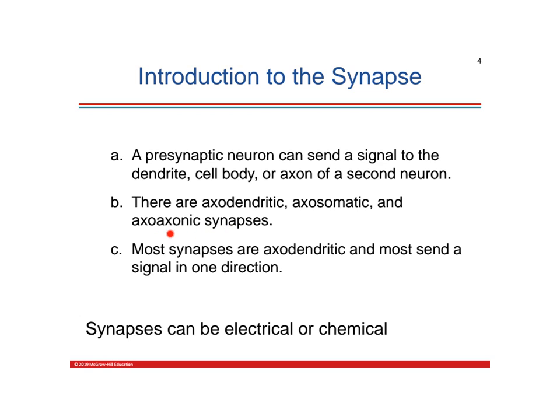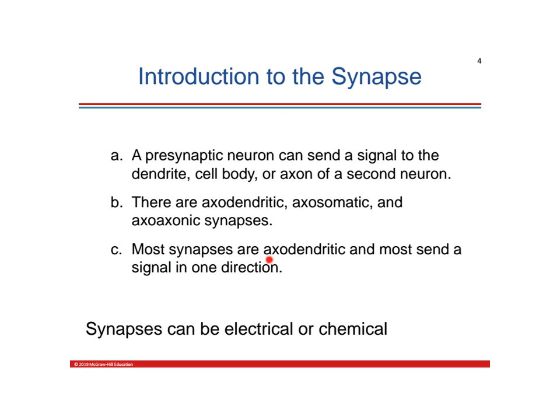Axoaxonic synapses also exist, where an axon terminal makes a connection with the axon of another neuron. These connections tend to be very close to the terminal of the second neuron. In other words, they'd be directly on the synaptic bouton of the second neuron, and it'll actually regulate things like neurotransmitter release at that second neuron's axon terminals.